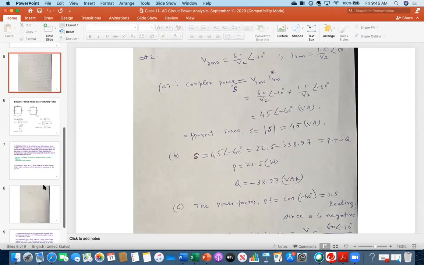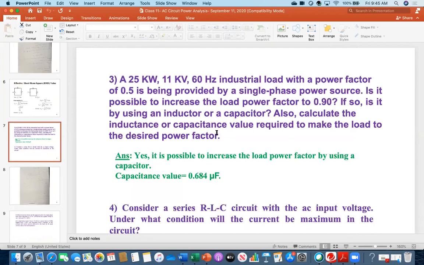Okay, now the one very important problem. This is pretty interesting and definitely quite a new problem. A 25 kilowatt, 11 kV, 60 hertz industrial load with a power factor of 0.5 is being provided by a single phase power source. You are powering a load, and that load has the power capacity 25 kilowatt. Its voltage is 11 kV, a 60 hertz system, and a power factor of 0.5. And what I am asking, is it possible to increase the load power factor to 0.9?